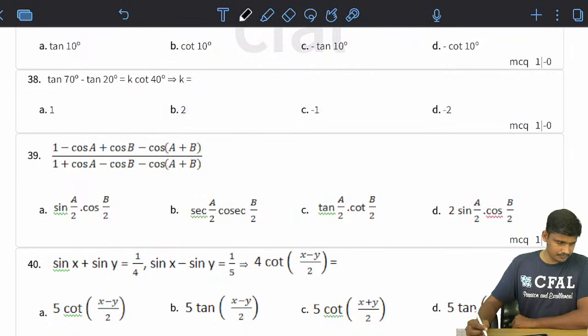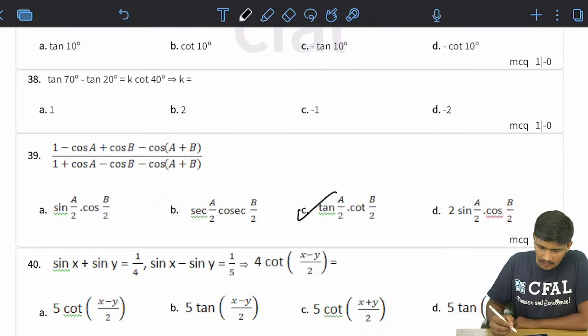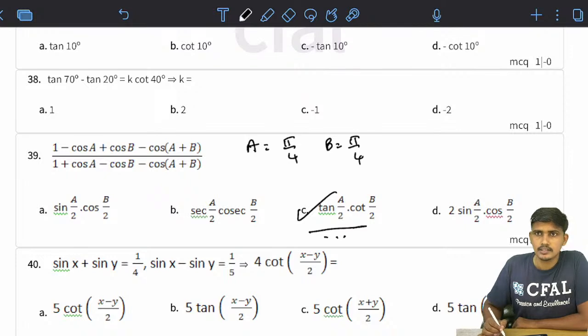So the answer for the 39th question will be option C. Option C you will be getting. You can put the value of A to be, say, pi by 4 and the value of B to be once again pi by 4. You can put and check, because you will get the value, option C. Is that okay, Nishant?